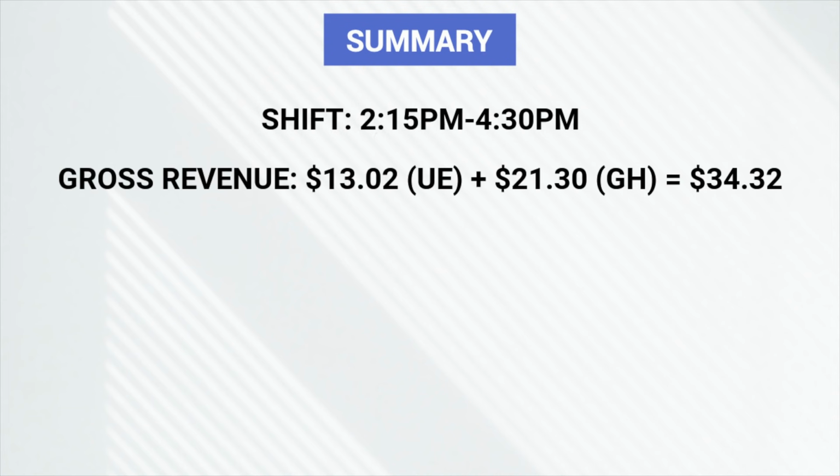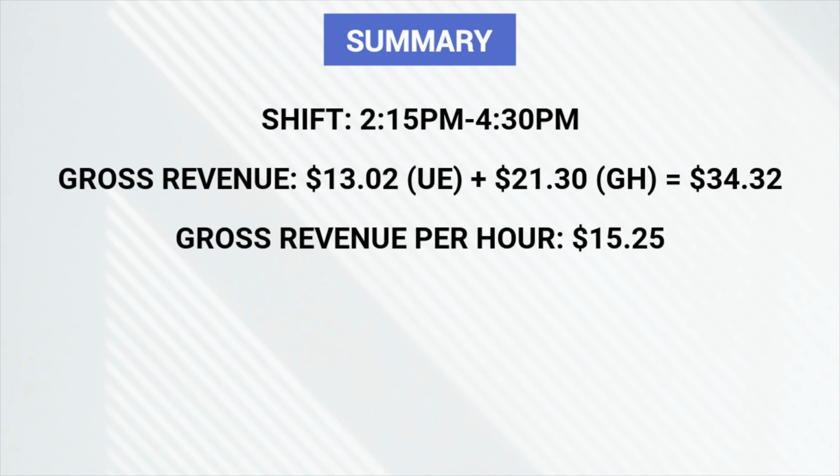Gross revenue, $13.02 on Uber Eats, $21.30 on Grubhub, totaling $34.32. That equals a gross revenue per hour of $15.25. And I really relate that to, again, a lot of things. More traffic. I was hitting rush hour at the end of the shift. Kind of an odd time to drive, 2:15 to 4:30. I think 4:15, 4:30 is a good time to actually start and roll into the dinner rush.